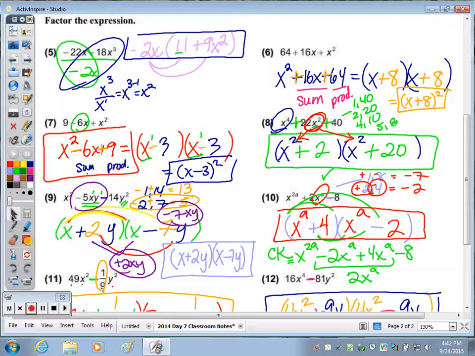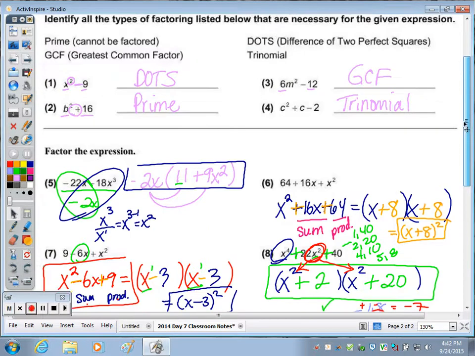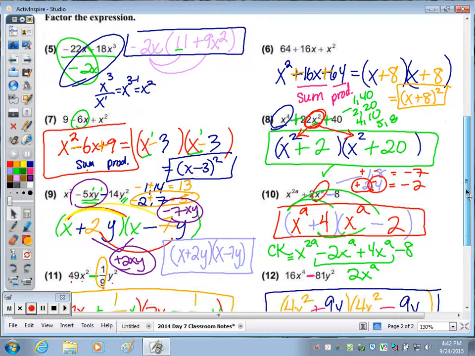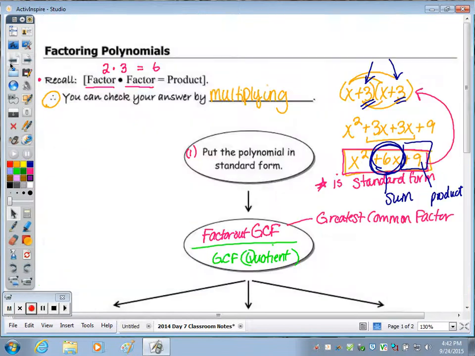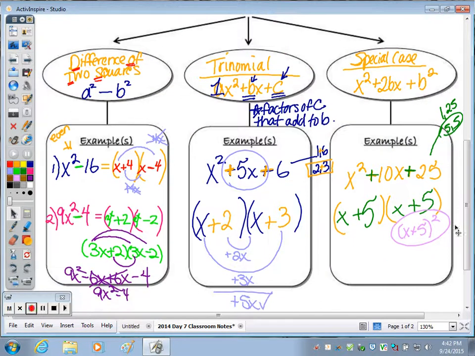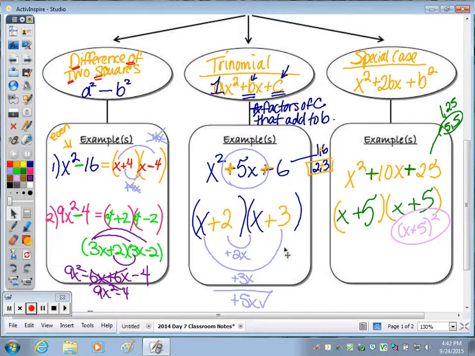Okay? And then also, it could be one of your special cases that factors into two equivalent binomials. I don't see one of those on the back. That must have been on the front. Yes, right here. So here's your special case, because it factors into two binomials that are the same.